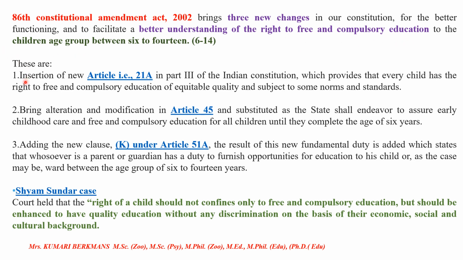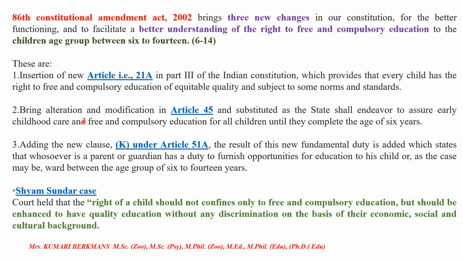Okay, so what are those? We see. Number 1, the 3 changes I told. So number 1, insertion of Article 21A, that is in Part 3 of the Indian Constitution, which provides that every child has the right to free and compulsory education of equitable quality, subject to some norms and standards.